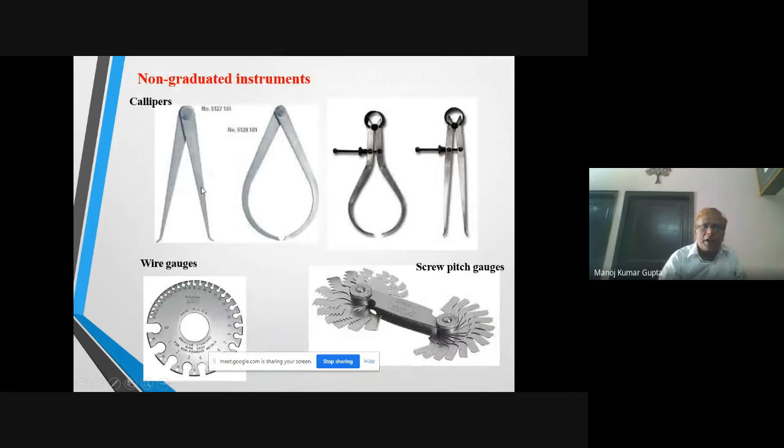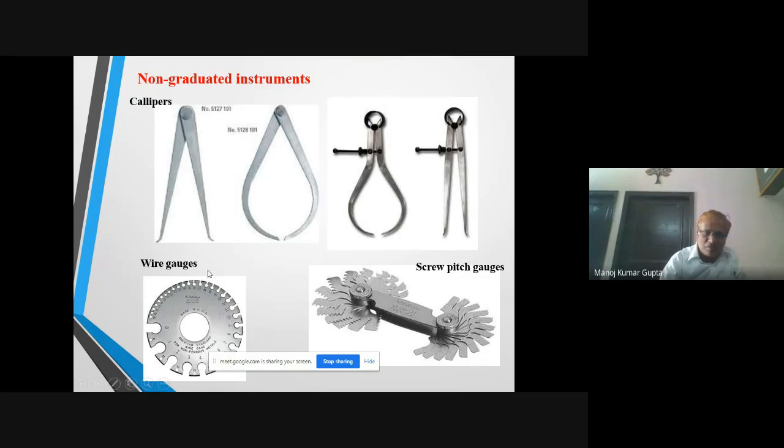And non-graduated instruments, this is a caliper. This is used to measure the inside diameter. And this is also a caliper. These are also calipers, and these are of adjustable type. There is a nut and there is a screw here. It has thread and there is an adjustable nut. We can expand or decrease the distance between the two tongues of this caliper. This is inside type, this is outside type.